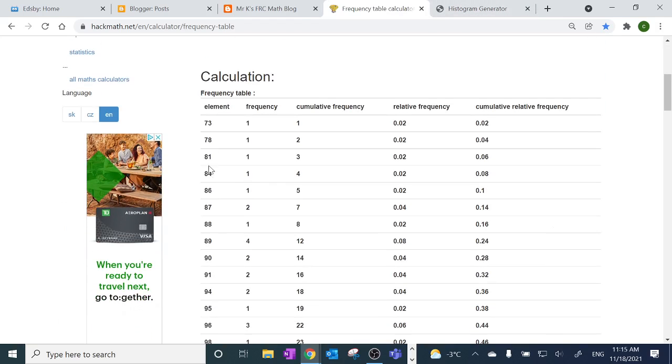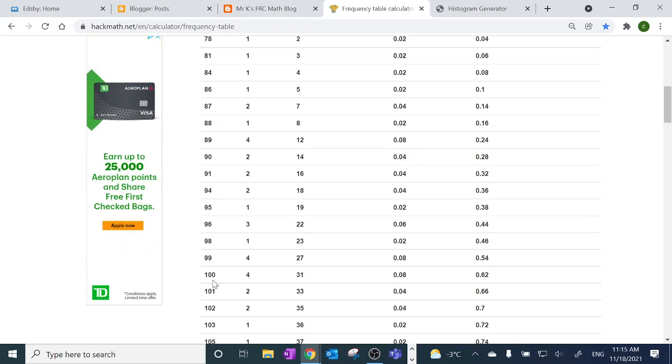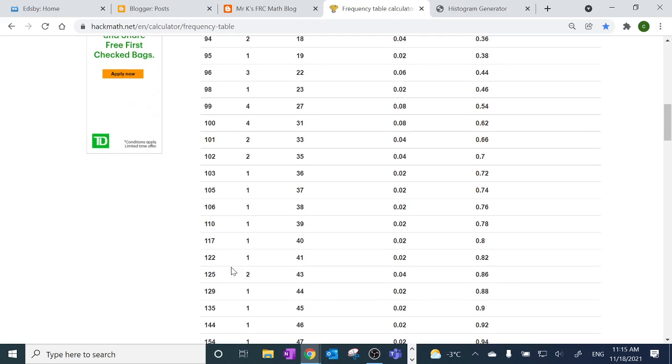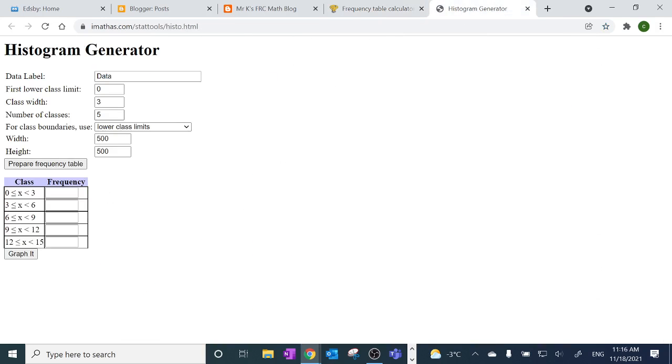So now I want 70s, 80s, 90s, 100s, 110s, 120s, 130s, 140s, 150s, 160s, 170s, and 180s. That's 12 bins. So my histogram has 12 classes. My lowest data point is 70. My class width is 10. Okay? Anybody not sure how I'm doing this?